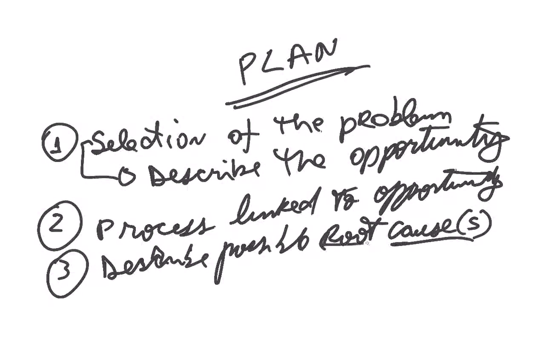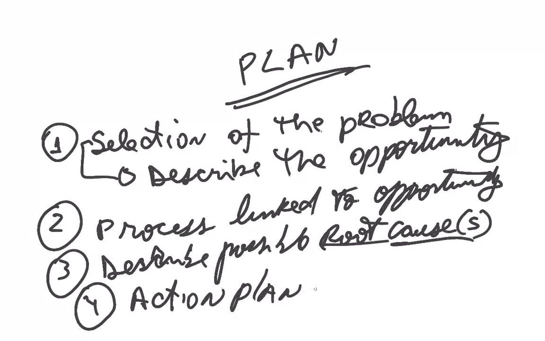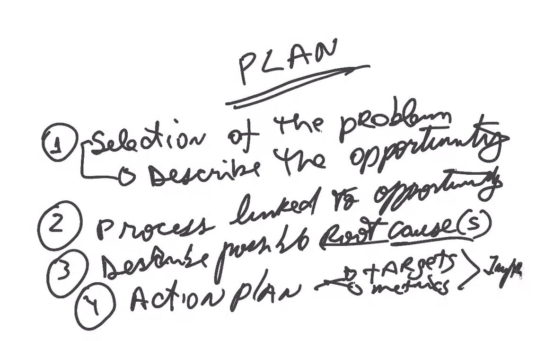Possible root causes. And in the last step of the plan, you will do what? Easy. You're going to develop the plan, your action plan. Is that easy? No, because within the action plan, you will still need to put what? Targets, metrics, for what? For improvement. Sorry for the writing, it's really bad.